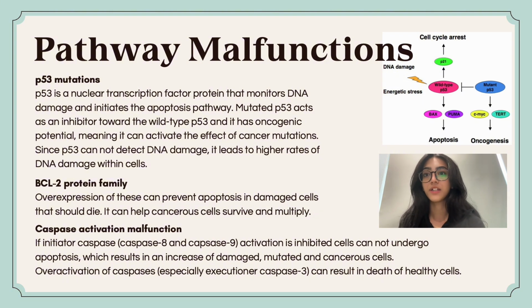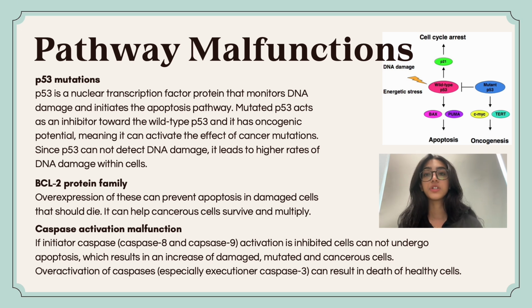Last, we have caspases. Caspases are enzymes that drive apoptosis. There are two types of caspases, initiator caspase and executioner caspase. When initiator caspase is inhibited, cells cannot undergo apoptosis. This leaves damaged and mutated cells in the body. On the other side, if the executioner caspases are overactivated, they can kill healthy cells.